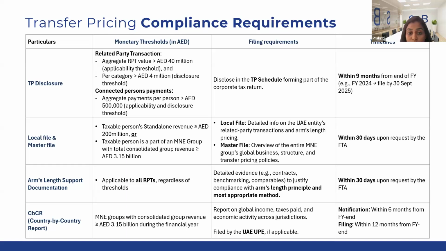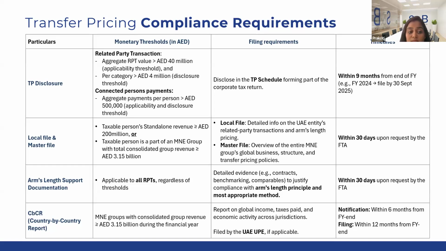Next is the arm's length support documentation. As I mentioned, it might happen that because of the thresholds of 40 million, 4 million and 500,000 dirhams, etc., you're not required to maintain a local file or a master file. However, there would still be transactions with related parties. Hence, it's very imperative to maintain documentation that can substantiate and justify that your transactions with related parties were entered into on the basis of arm's length principles, and that the most appropriate method, which are again prescribed in the law, are met. This documentation is also required to be submitted to the FTA within 30 days of their request.